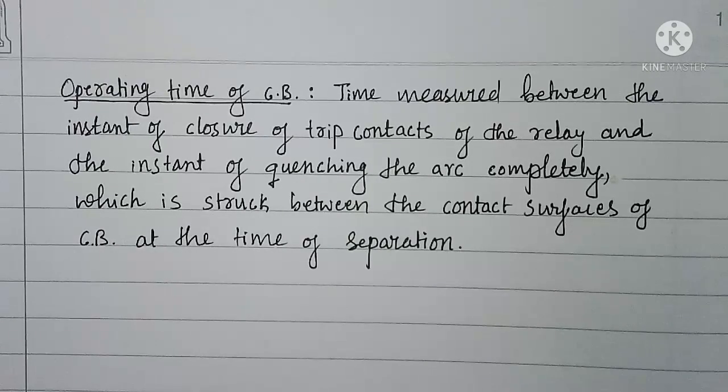So we have to measure the time between two instants. First instant is issuing the trip signal to the circuit breaker, and that happens when the relay operates completely. And second instant is when the arc is completely quenched in the circuit breaker.